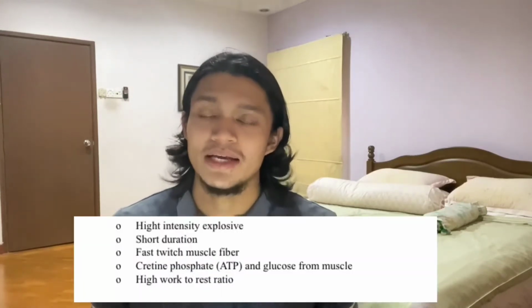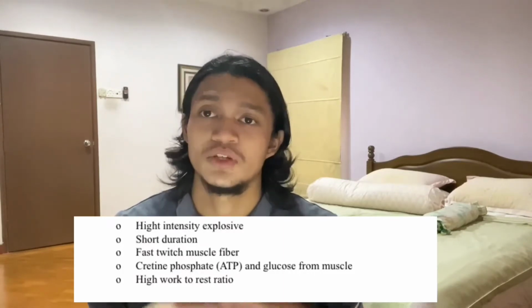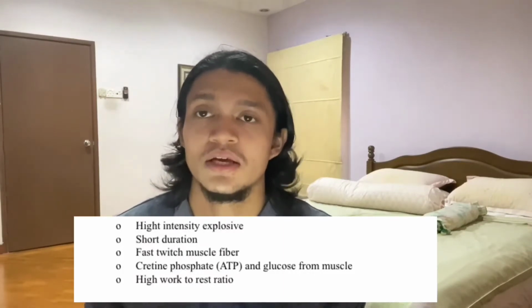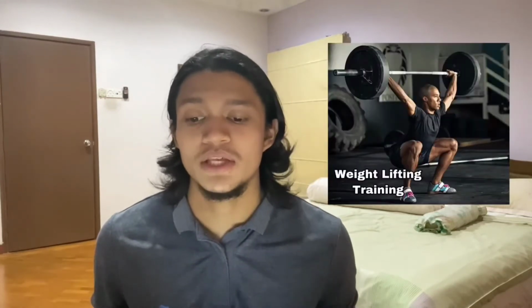Number two is anaerobic. Anaerobic is more of a high intensity, explosive and short duration exercise. It uses fast twitch muscle fiber. The examples of training are sprinting, weightlifting and plyometric drills.